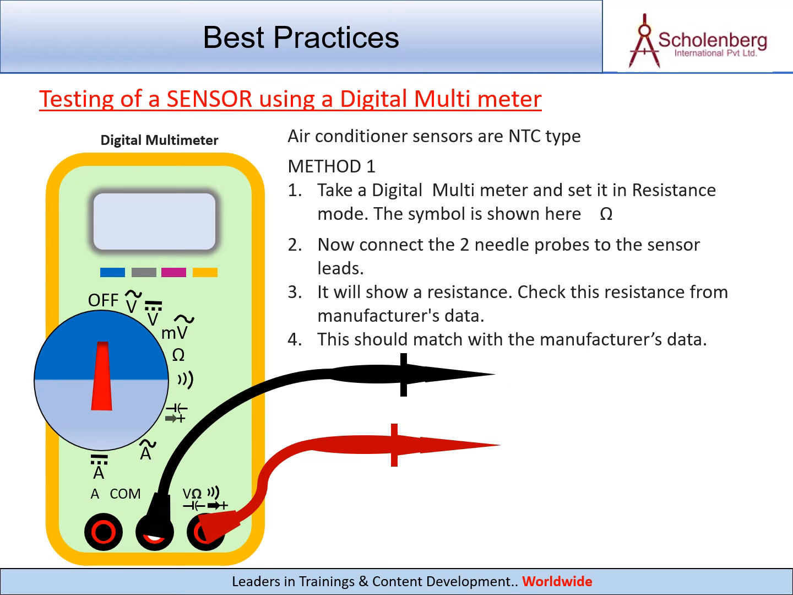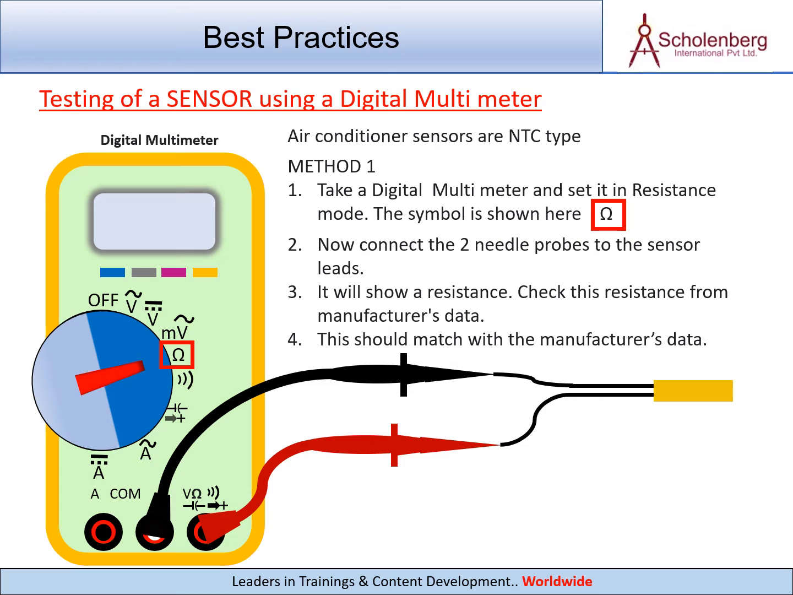Testing an air conditioner sensor using a digital multimeter. Air conditioner sensors are NTC type. Method 1. 1. Take a digital multimeter and set it in resistance mode. The symbol is shown here. 2. Now connect the two needle probes to the sensor leads. 3. It will show a resistance. Check this resistance from the manufacturer's data. 4. This should match with the manufacturer's data.